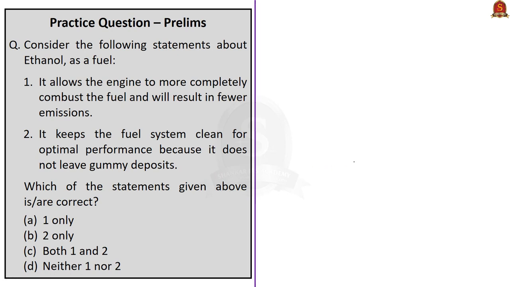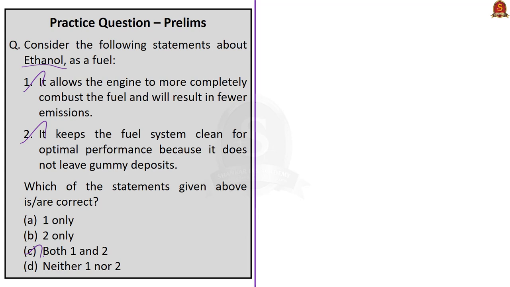This question is about ethanol, and the question is, consider the following statements about ethanol as a fuel. The first statement is, it allows the engine to completely combust the fuel and will result in fewer emissions. The second statement is, it keeps the fuel system clean for optimal performance because it does not leave gummy deposits. Which of the statements given above is or are correct? See, we saw this in the discussion itself. Both the statements are correct because ethanol is a clear, colorless liquid with an agreeable odor.